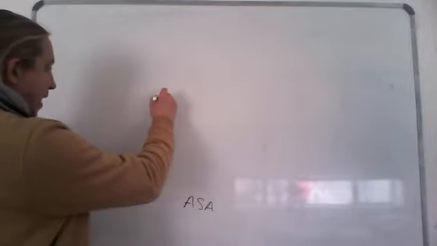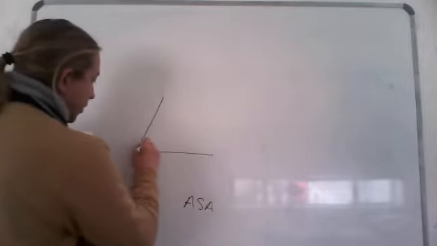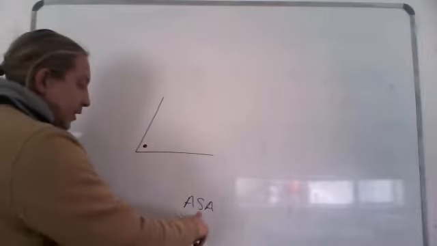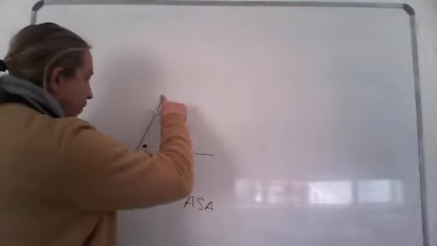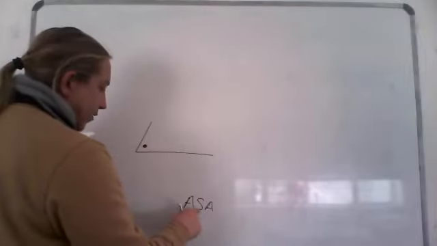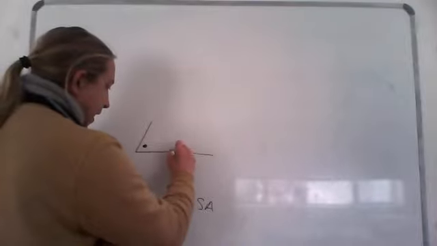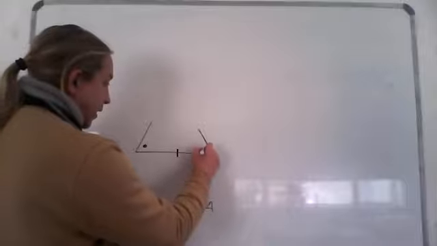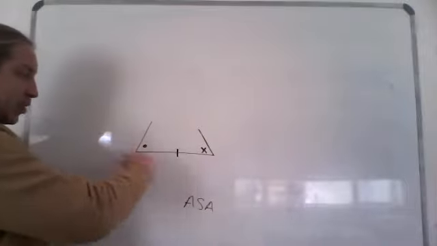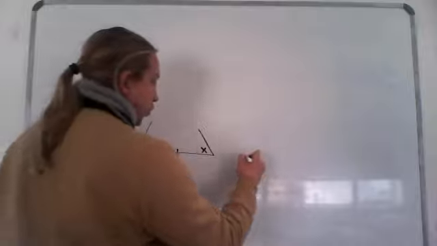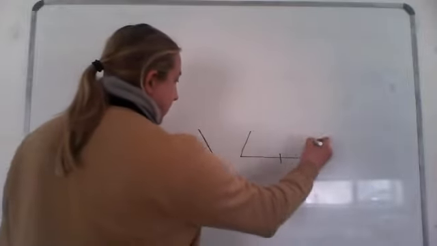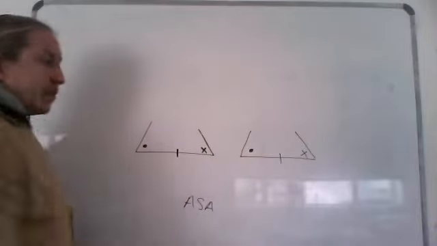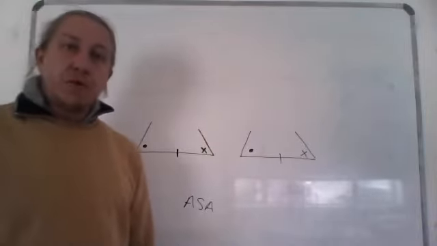So I need an angle. Okay, so there's my angle that I have. Then I need the included side. So this side needs to fall between an angle and a side. So this is the side that I have, and I need another angle. Do you see I need this angle? So if I match up this information with another triangle that has exactly the same setup, this angle and that angle and a particular side, that's enough to prove congruency.